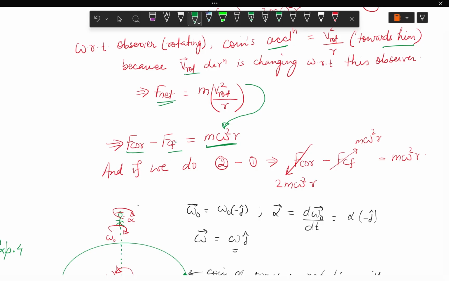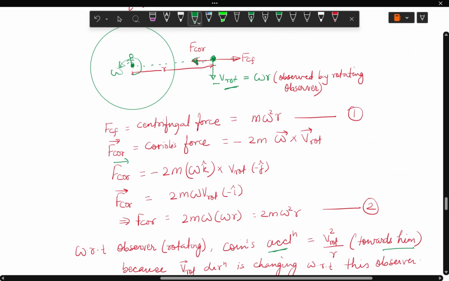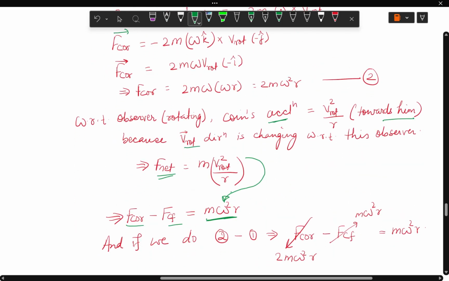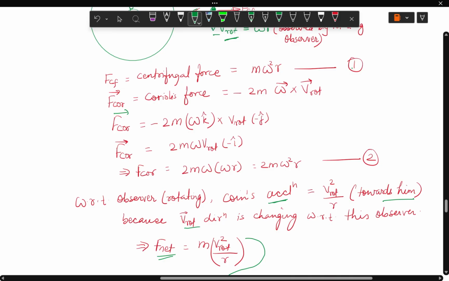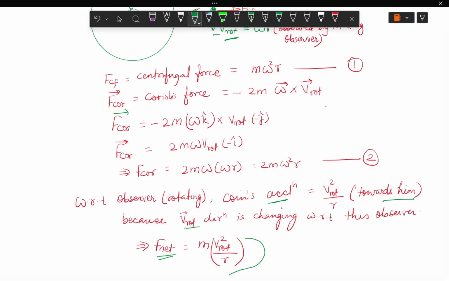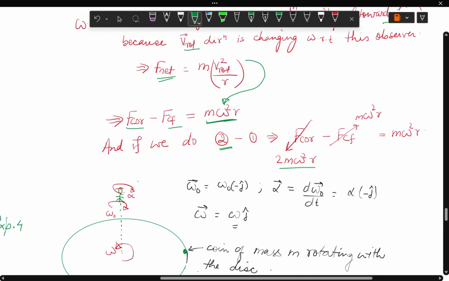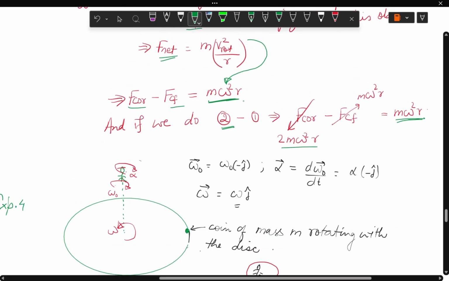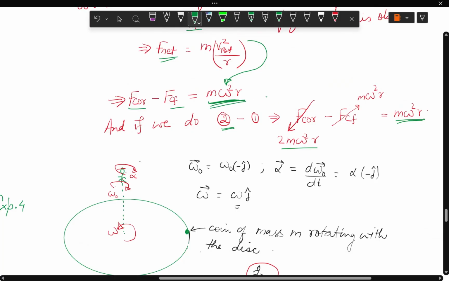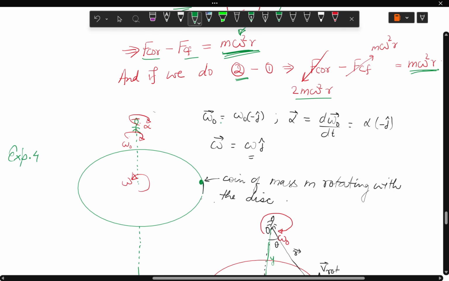Then we can say that he is going to see this net force towards the center, which is the Coriolis force minus the centrifugal force, right? And then we have these two forces already computed, centrifugal and Coriolis. If we subtract, Coriolis minus centrifugal, second equation minus the first equation, Coriolis is 2m omega square r, as we have calculated, and the centrifugal force is m omega square r, which comes out to be m omega square r. And here also we are getting m omega square r. So this is consistent, right? So this is your example number 3.